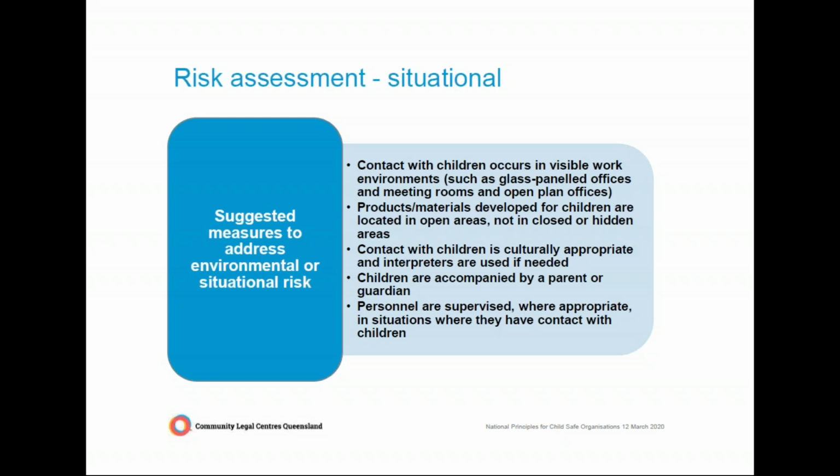Some measures suggested within the Commonwealth Child Safe Framework tools available through the National Child Safety Office to address environmental and situational risk include: contact with children occurs in visible work environments; products and materials developed for children are located in open areas; contact with children is culturally appropriate and interpreters are used if needed; children are accompanied by a parent or guardian; personnel are supervised where appropriate in situations where they have contact with children.